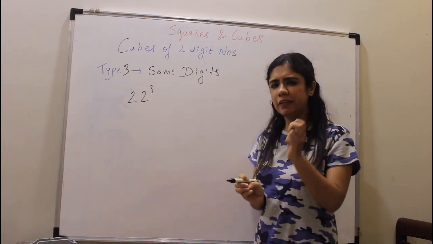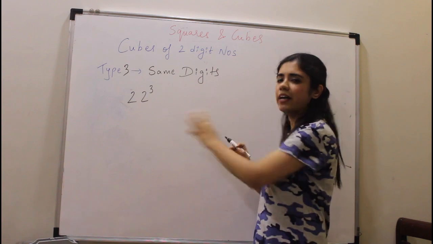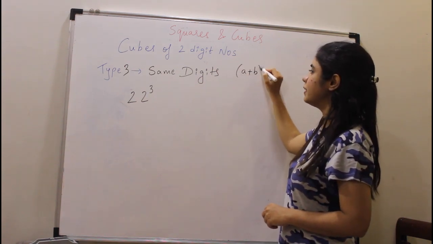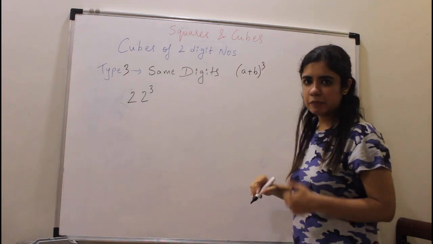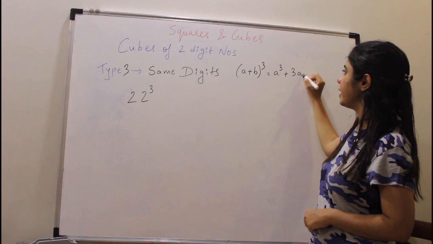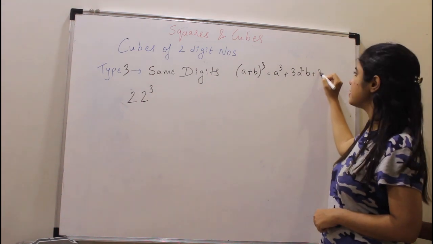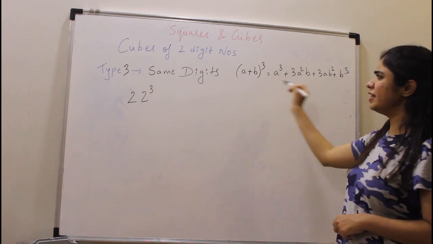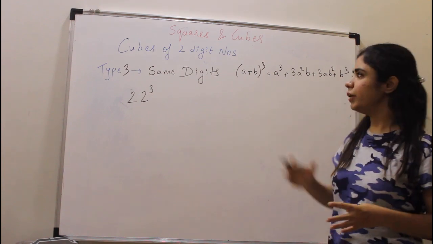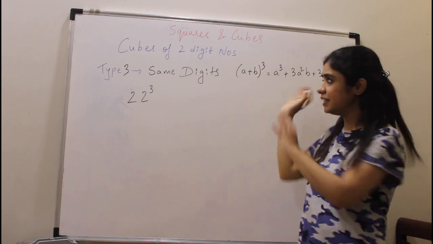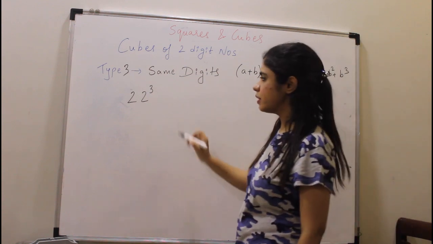Before that, I'll explain you an understanding as to why are we doing this. देखो, what is a plus b the whole cube? A plus b the whole cube is a cube plus 3a square b plus 3ab square plus b cube. This is the formula. So we are trying to incorporate this formula only here. There is nothing different. बस यही use कर रहे हैं. कैसे use कर रहे हैं देखो.